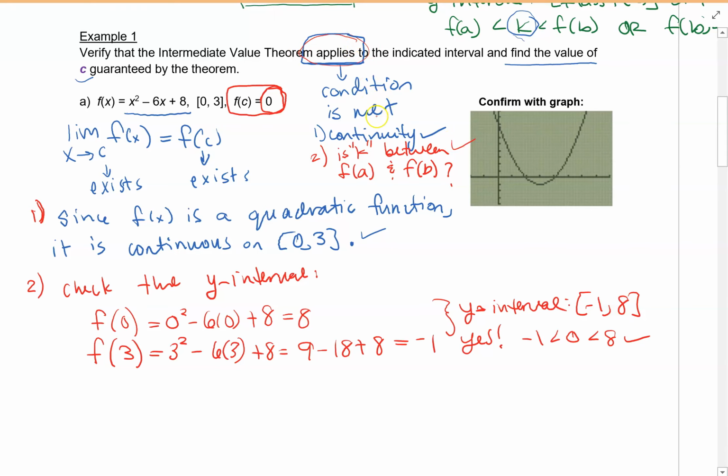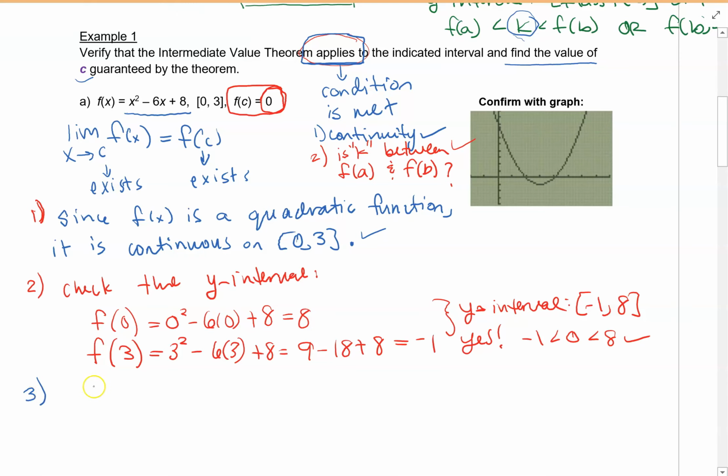So the function was continuous, check. The k value that they gave us, which is 0, is between f of 0 and f of 3, which was negative 1 and 8. So now we know for sure there is a c, there is an x between 0 and 3 where the y value is 0. Now in this case it just says go ahead and find it. So instead of proving that it exists, we can just go ahead and find it.